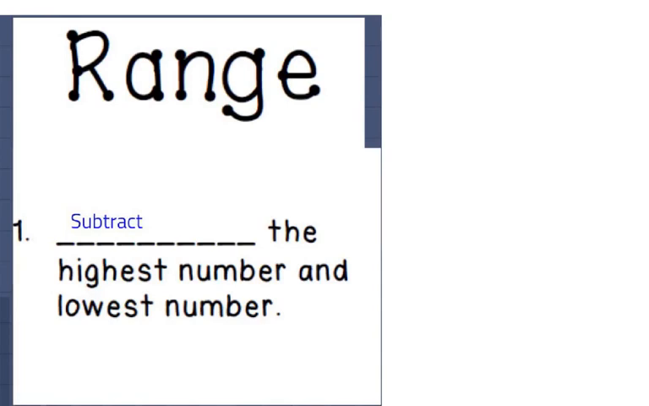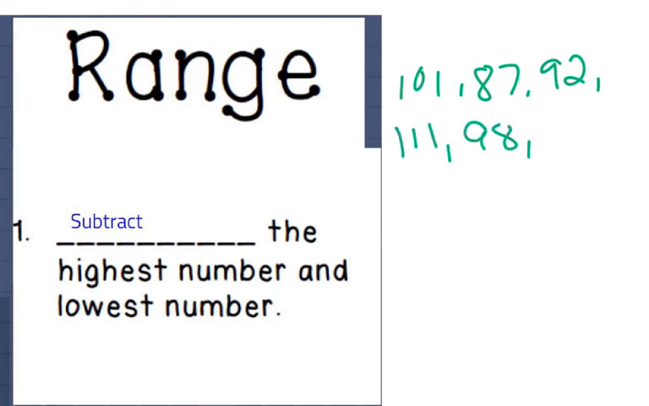Okay, range. Range is kind of easy to find in a data set. All you're going to do is take your highest number in the data set and subtract the smallest number. Okay? So in your data set, if you have 101, 87, 92, 111, 98, 76, what you're going to do is look for the highest number.